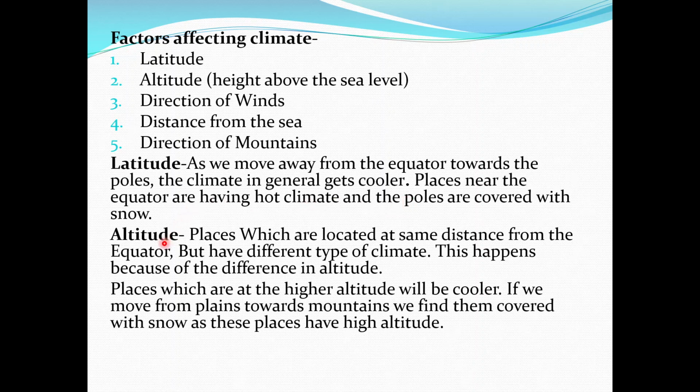Now we will talk about altitude. Altitude means the height above the sea level. Places at height are colder than places on the plains. They have lower temperature in the mountain areas, and the plains have more temperature than the mountain area. That is called altitude.